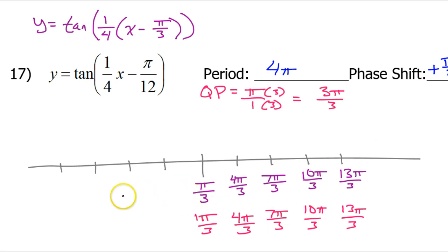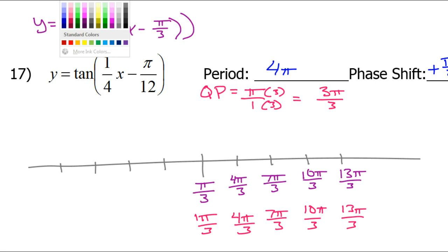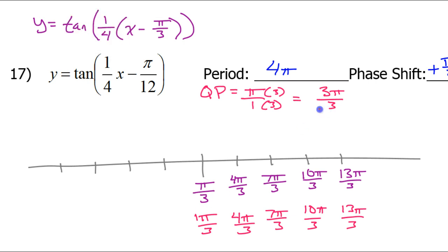So let me keep going and find the values going to the left. Alright, so going to the left, I'm going to subtract 3 pi over 3. So 1 minus 3 is negative 2. So I would have negative 2 pi over 3. If I subtract 3 again, that's going to be negative 5 pi over 3. If I subtract 3 again, that's going to be negative 8 pi over 3. And if I subtract 3 again, that's going to be negative 11 pi over 3.